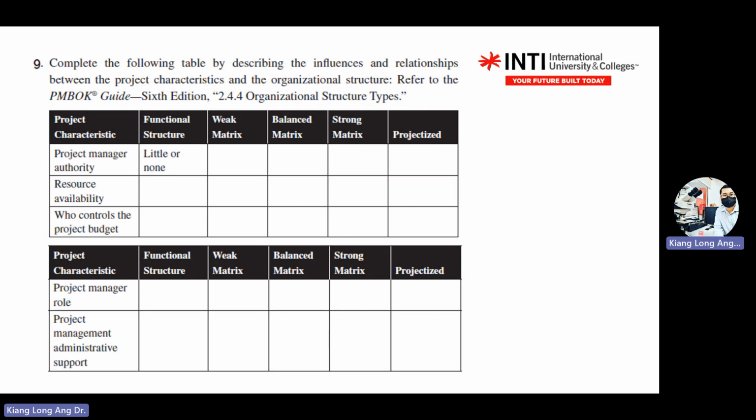So project characteristic, project manager, resource, who controls: functional structure, weak matrix. Here still the same question like the previous question.